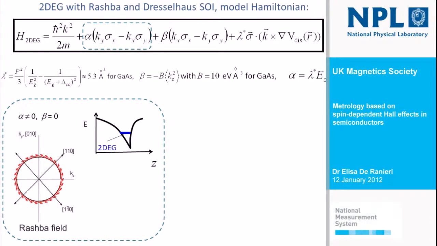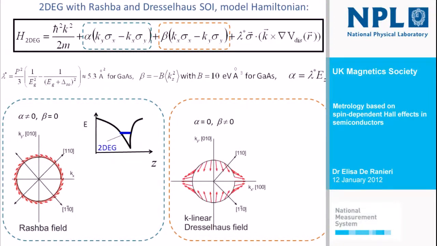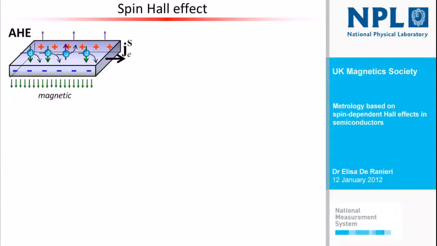And this is originating from the asymmetrical confinement of the well that hosts the two-dimensional electron gas. And the second term, with coefficient beta, is what's called the linear Dresselhaus term, with this more complex symmetry in K space. And this comes from the bulk inversion asymmetry of gallium arsenide. And both are acting, with the relative strength of alpha and beta varying depending on the material you're looking at. Okay, moving on to the spin Hall effect now.